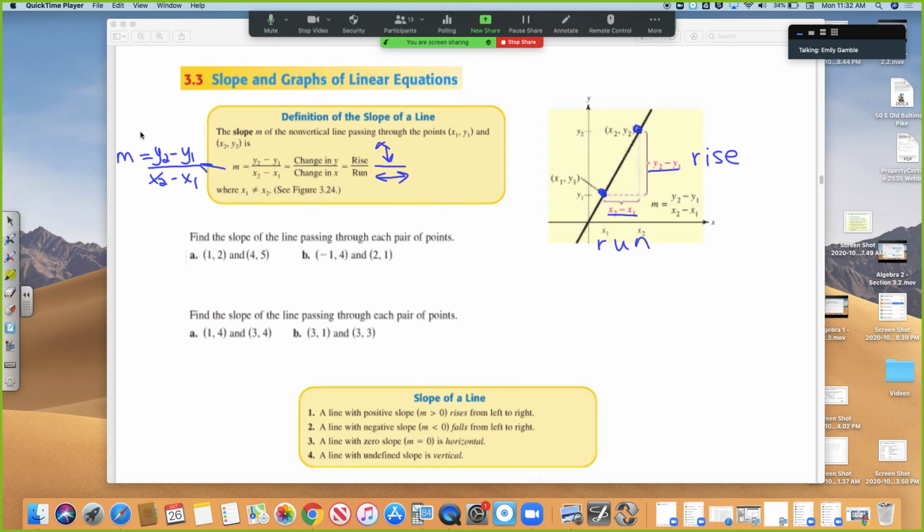So, finding the slope of the lines that pass through each pair of points. Let's do these two together. So, letter A. This is the first ordered pair, (1, 2). This is the second ordered pair, (4, 5). This is an X number. This is a Y number.